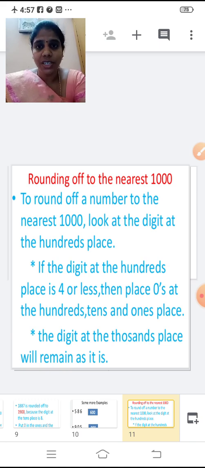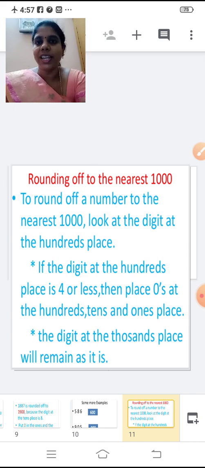Now if the digit at the hundreds place is 4 or less than 4, then place zeros at the hundreds, tens and ones place. The digit at the thousands place will remain as it is.